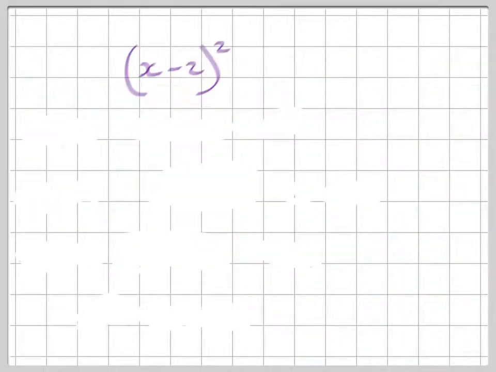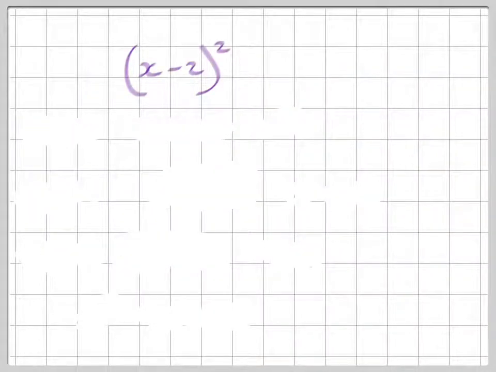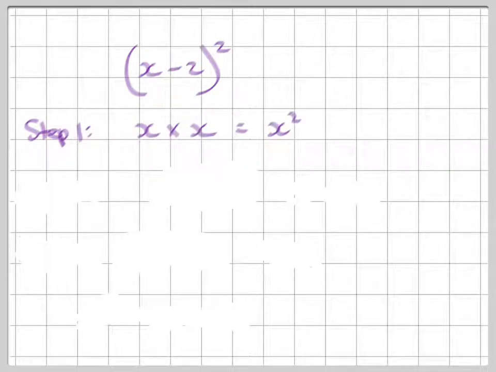So the first step, remember, is to square the first term. So we're going to square the first term, and the first term is x. So we're going to write that as x times x, which equals x squared.